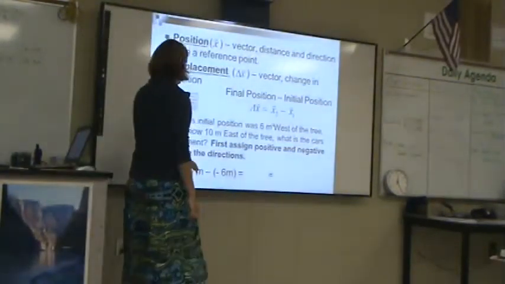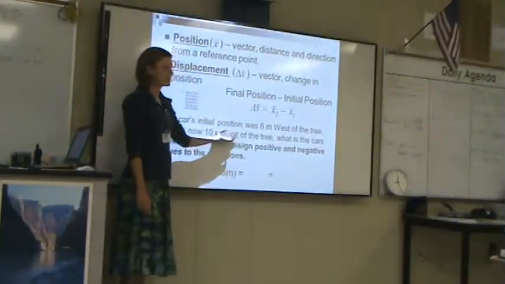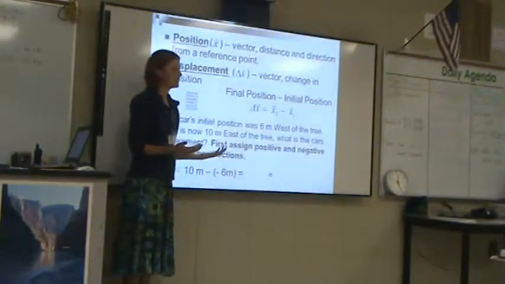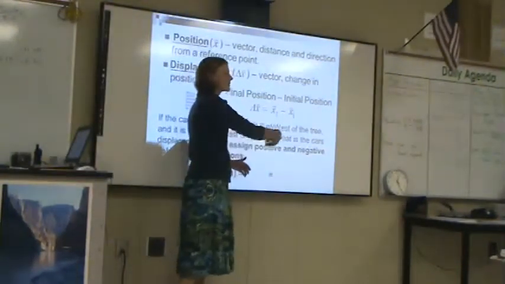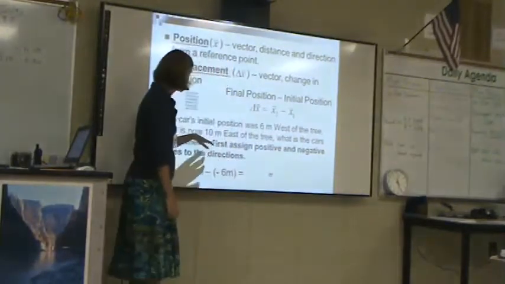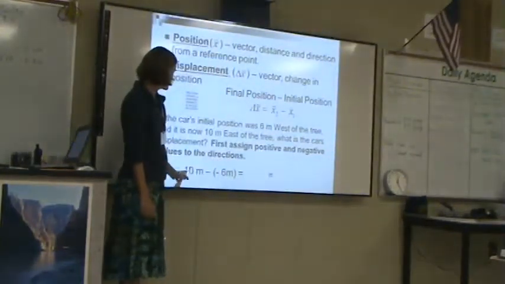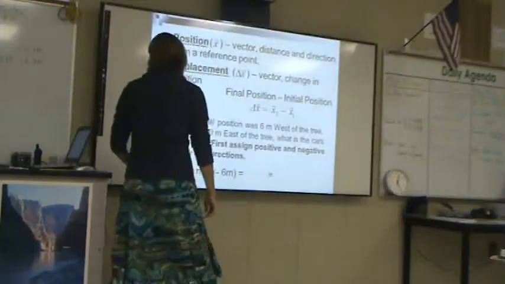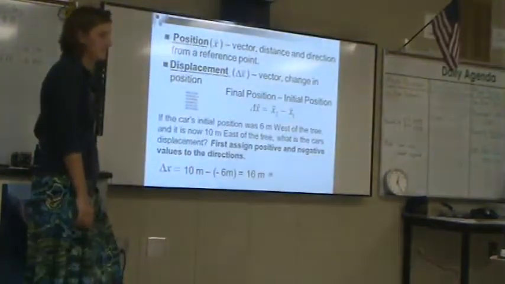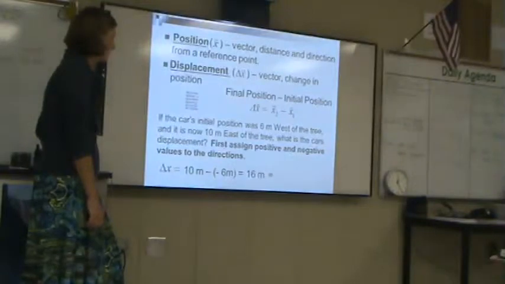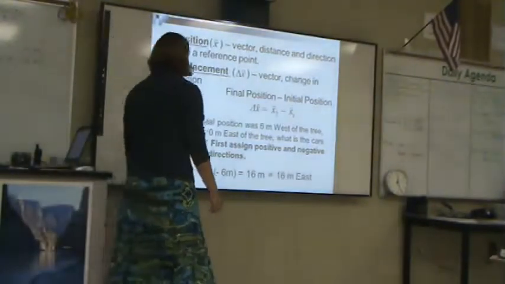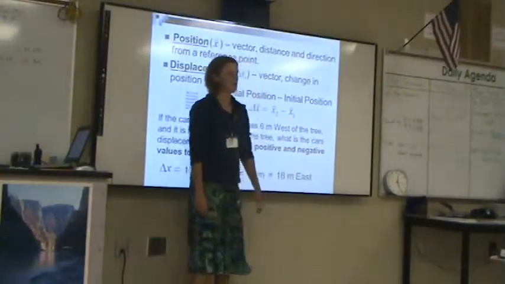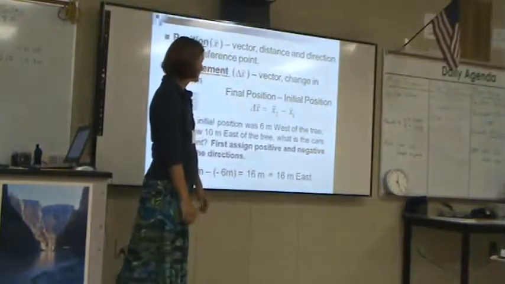So the 10 meters east is our final, and usually, we would make east positive. It's really irrelevant what you make positive and negative, so long as you're consistent, but we're pretty much always going to stick with things that are east or right or up being positive. So 10 meters east was our final, so 10 minus negative 6, 16. So be careful with your directions. And since this is a vector, it would be nice that we put on our direction: 16 meters east.